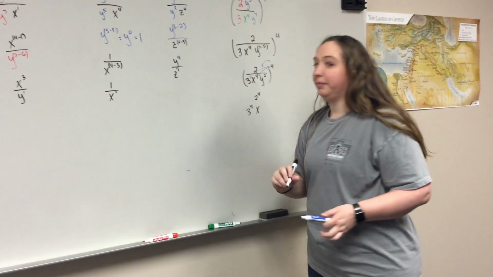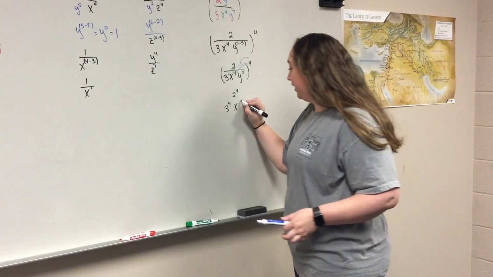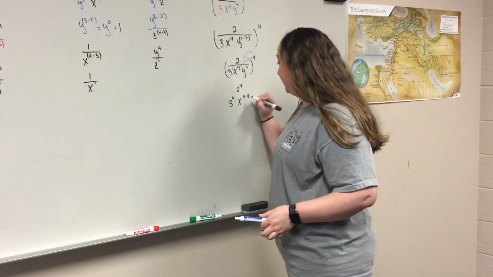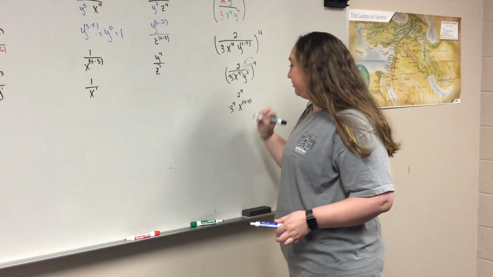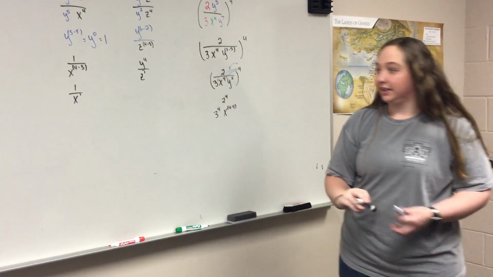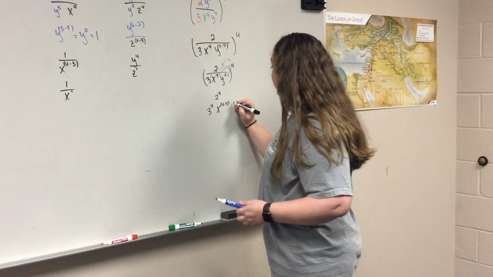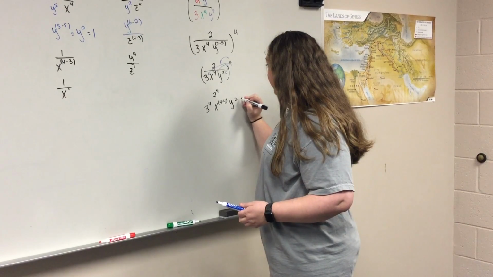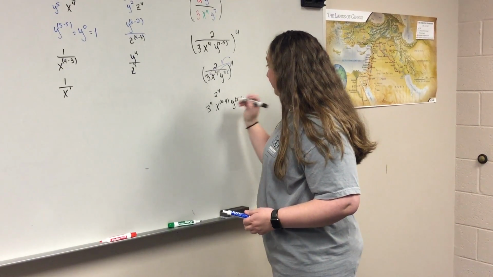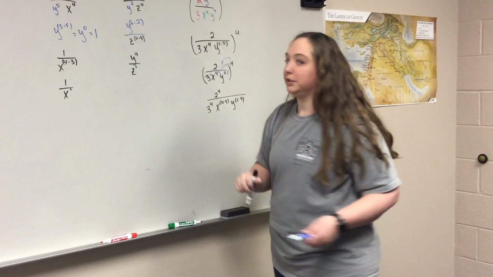X, and if you'll remember, it's going to be 4 times 4. You're not adding, you're not subtracting, you're multiplying. And you have to bring it here too. So y, 2 times 4. Again, you're going to be multiplying.